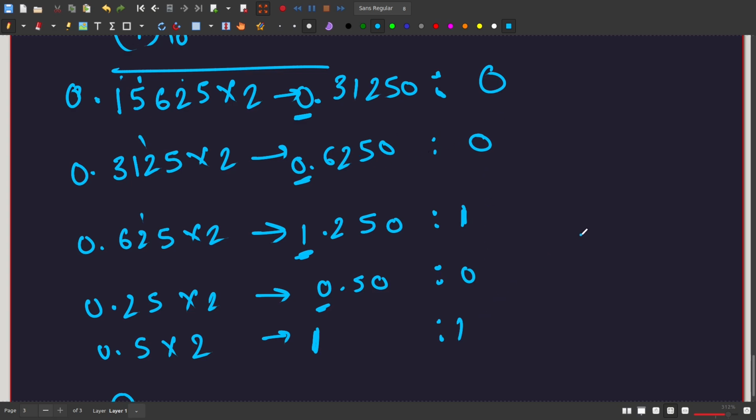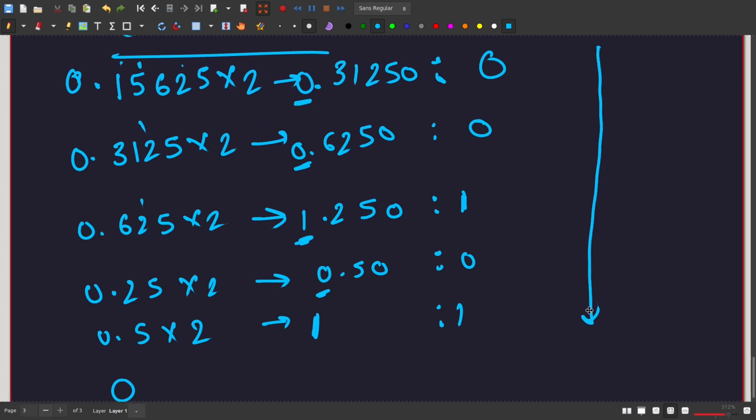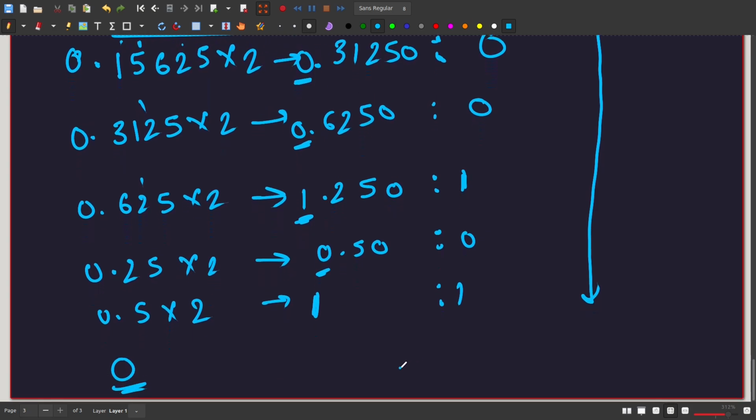Now how do you read it? If it were a normal value to the left of the decimal point, we would go bottom up. That is how we would parse it. But since this is a value that is to the right of the decimal, we go top down. So the binary string is now going to be 00101. That is our fractional value.